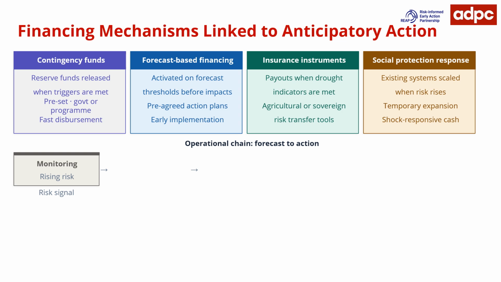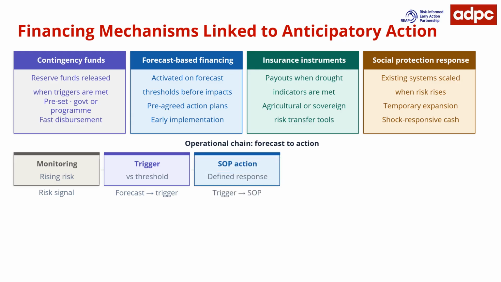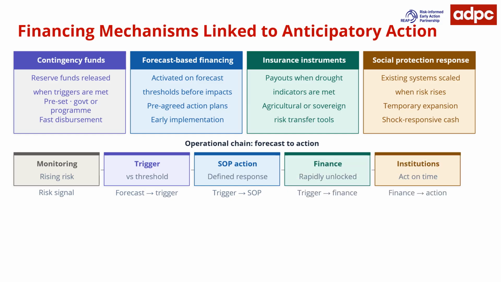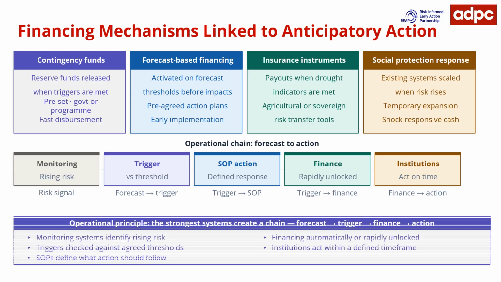Monitoring identifies rising risk against a threshold, the trigger is checked against agreed thresholds, moving from a risk signal to a defined response. The SOP action links trigger to SOP, defining what action should follow. Finance is rapidly unlocked, moving from trigger to finance, and institutions act on time, moving from finance to action. The operational principle here: the strongest systems create a chain, forecast, trigger, finance, action, where monitoring systems identify rising risk, triggers are checked against agreed thresholds, SOPs define what action should follow, financing is automatically or rapidly unlocked, and institutions act within a defined time frame.